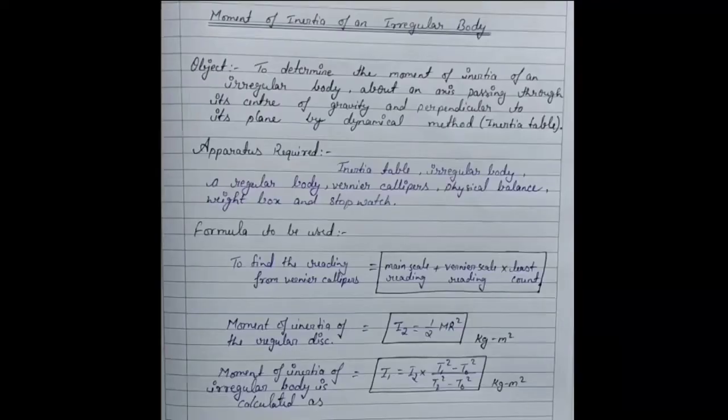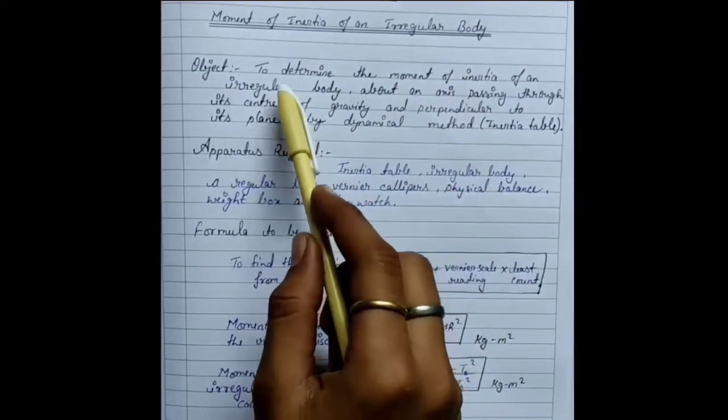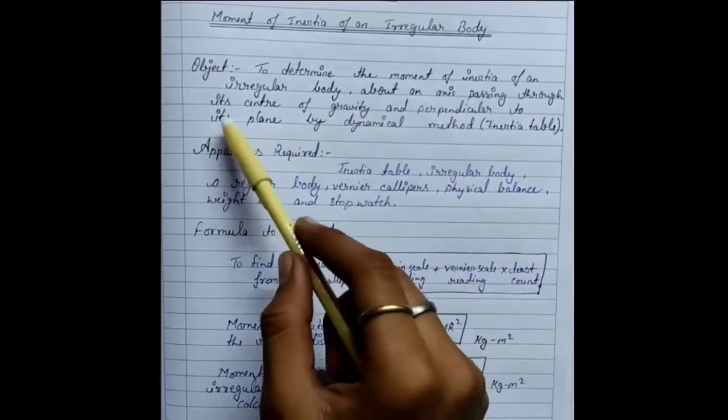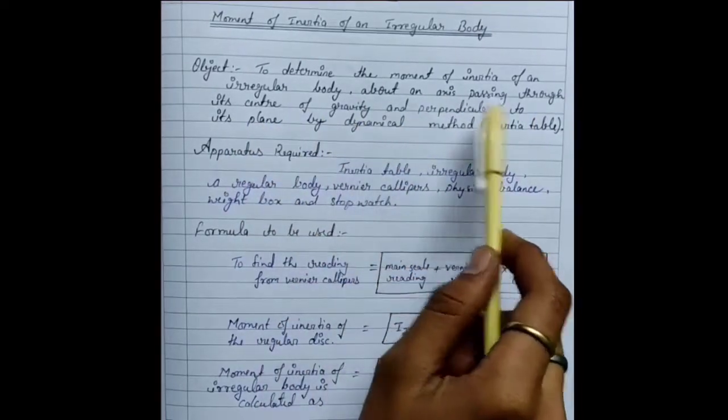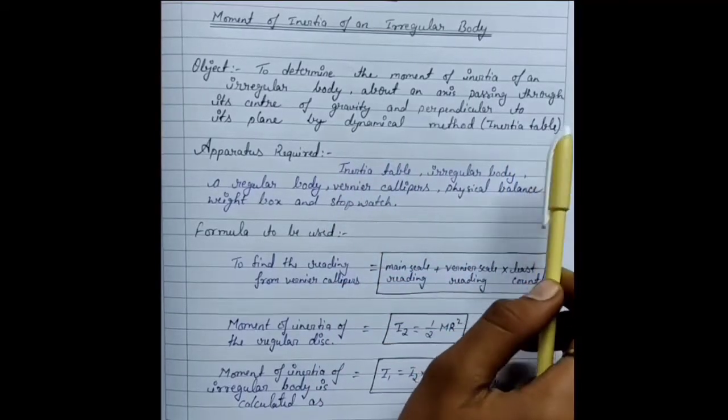So hey everyone, today we are going to perform a practical of physics, B.Sc first year, which is moment of inertia of an irregular body, where the object is to determine the moment of inertia of an irregular body about an axis passing through its center of gravity and perpendicular to its plane by dynamical method, which is inertia table.